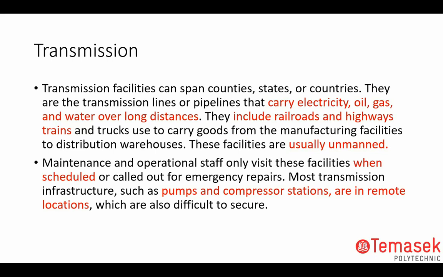Second one, transmission. Okay, as I mentioned, it can carry electricity, oil, gas, and water over a long distance. Okay, it can also include railway and highway, end of the day, that carry goods for manufacturing facilities. So a lot of these facilities are usually unmanned because there's such a long distance, right? You're not going to have people in between. The key part that we are mentioning here is the substation that may have some electrical equipment for retransmission and so on.